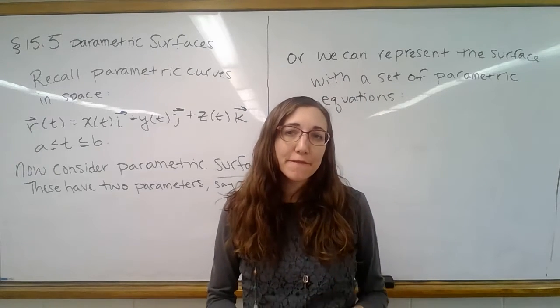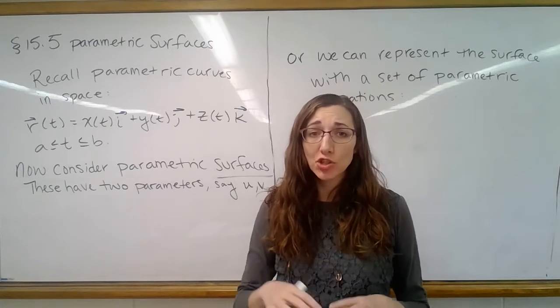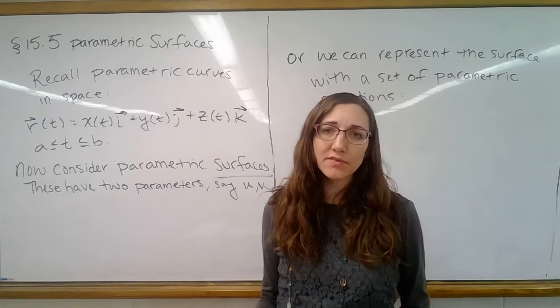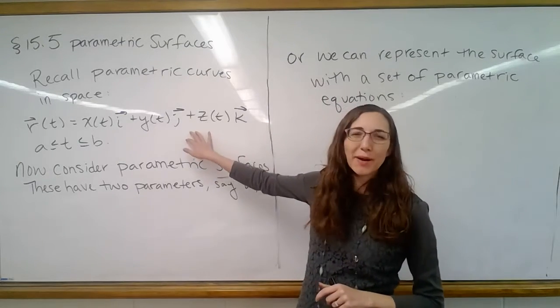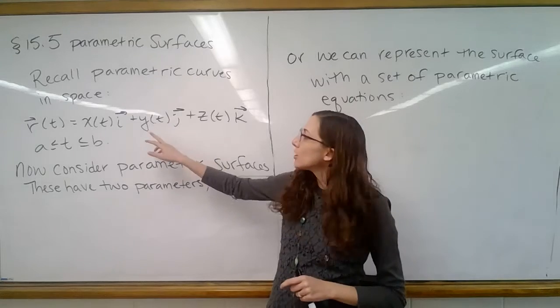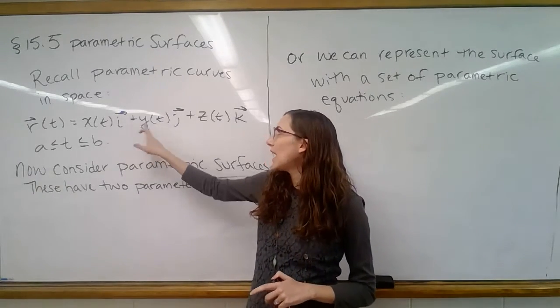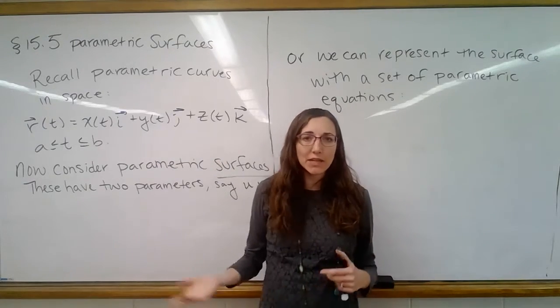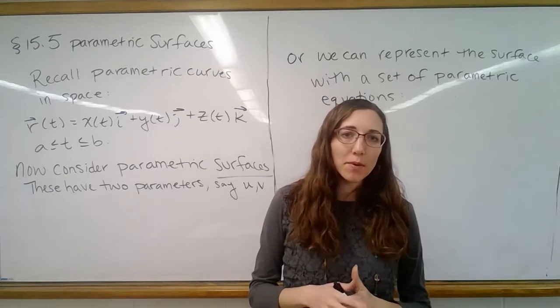All right, section 15.5, we're going to be talking about parametric surfaces. So we've already talked a decent amount about parametric curves, which, if you remember, there are different ways of representing them. For example, a parametric curve in space could be represented by a vector valued function. So we can do x of t i, y of t j, and z of t k, where say t runs from a to b. You could also instead represent that with just a set of parametric equations.